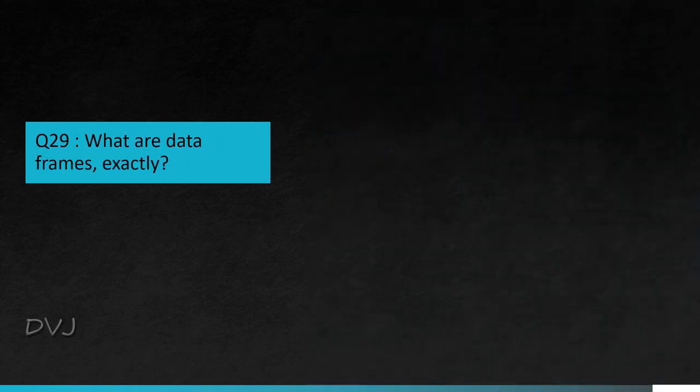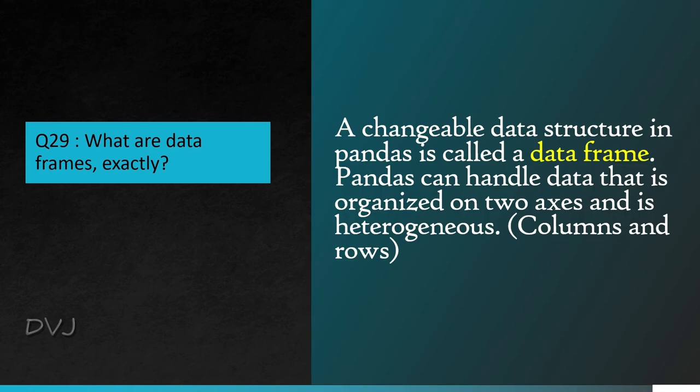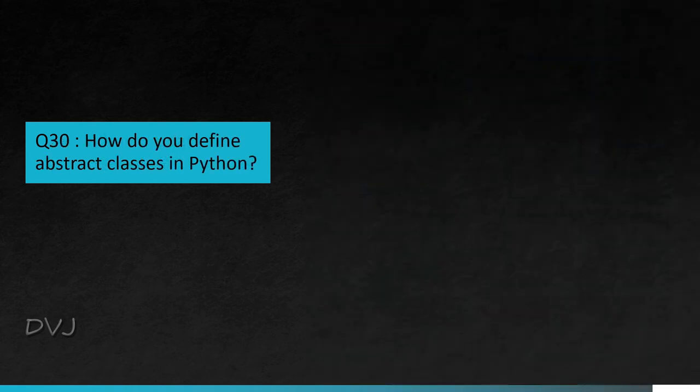Question number 29. What are data frames, exactly? A changeable data structure in pandas is called a data frame. Pandas can handle data that is organized on two axes and is heterogeneous. Columns and rows.